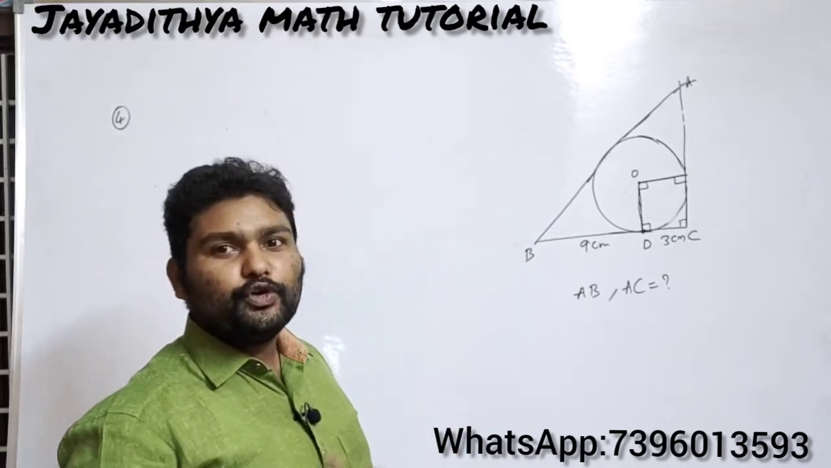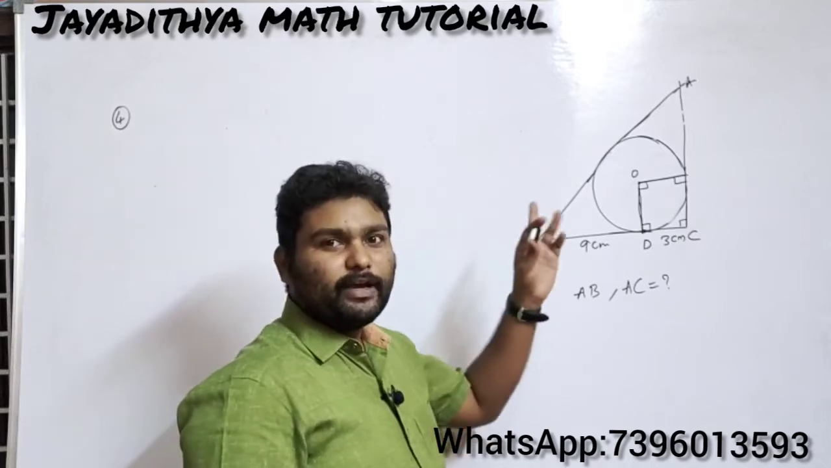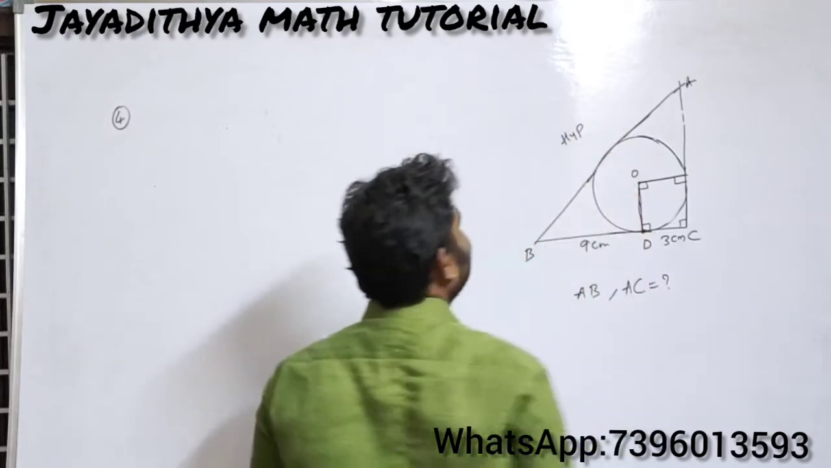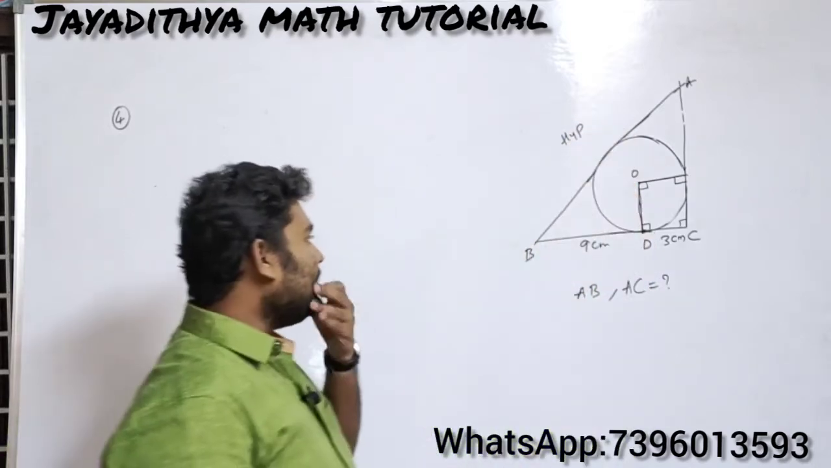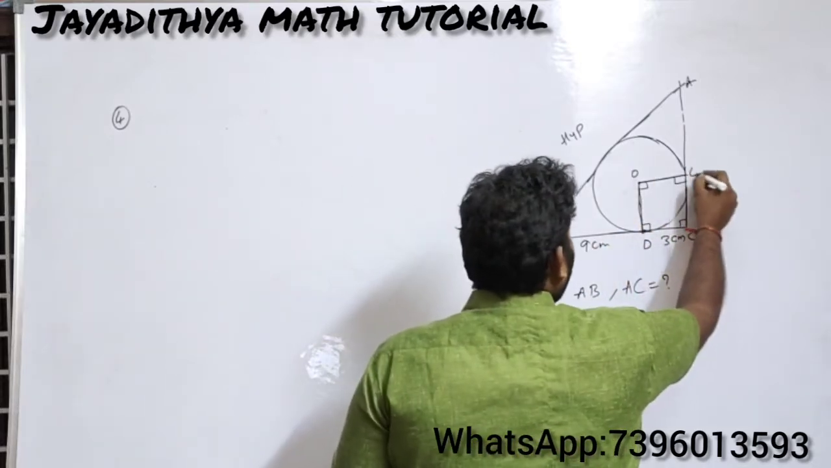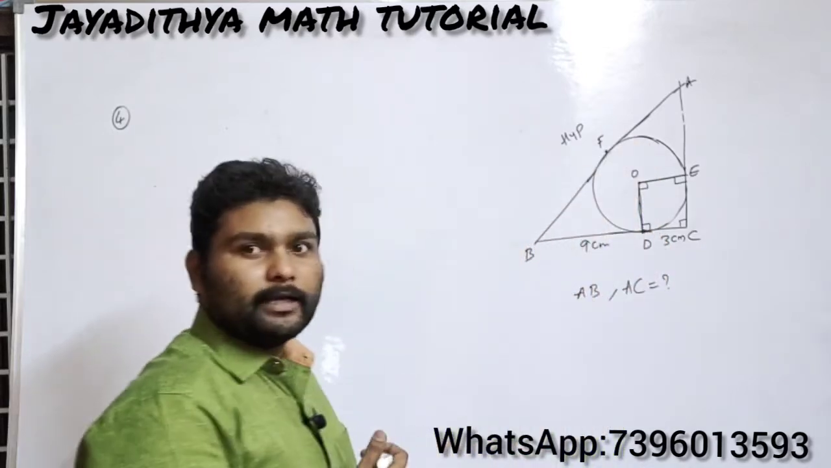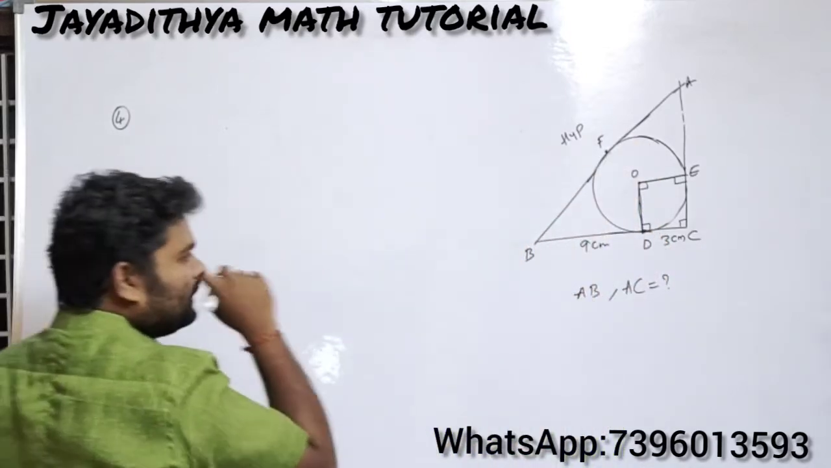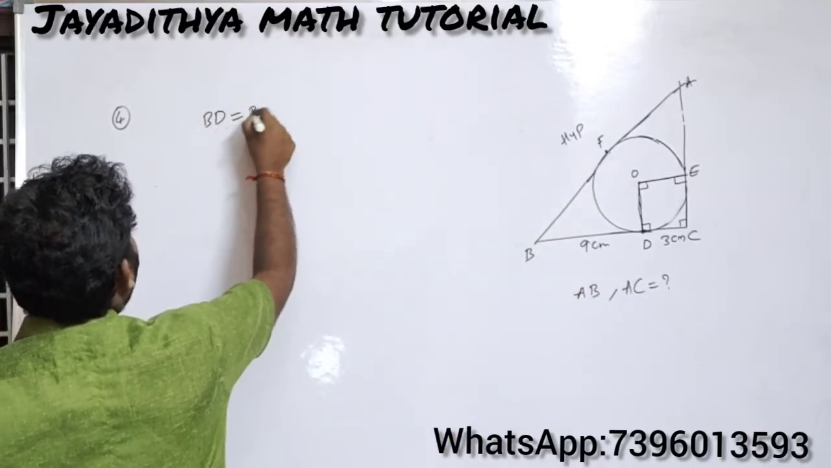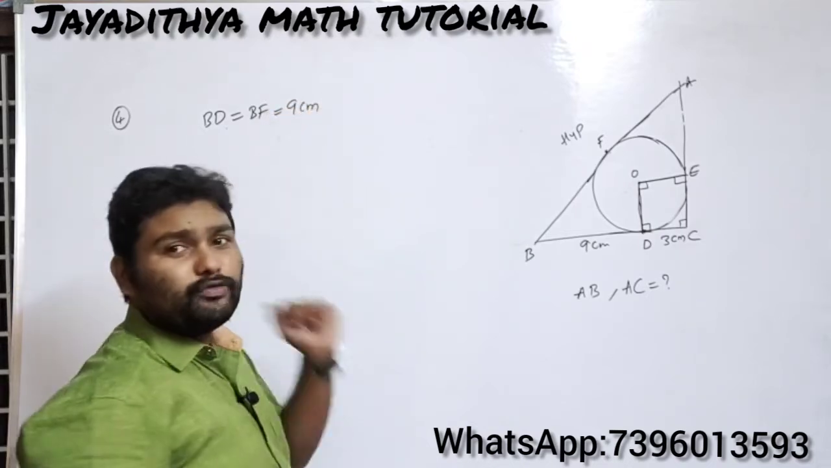In a right angled triangle, you know that the hypotenuse squared will be equal to the sum of squares of the other two sides. What is the hypotenuse here? AB is the hypotenuse. Clear? See here, you can take some other points of contact also. I am taking a point of contact E here and a point of contact F here. From the figure, BD will be equal to BF, which is equal to 9 centimeters. Why will it be 9 centimeters and why will both be equal?